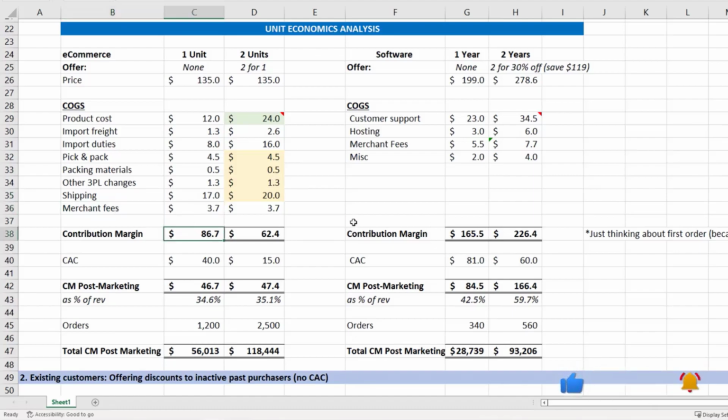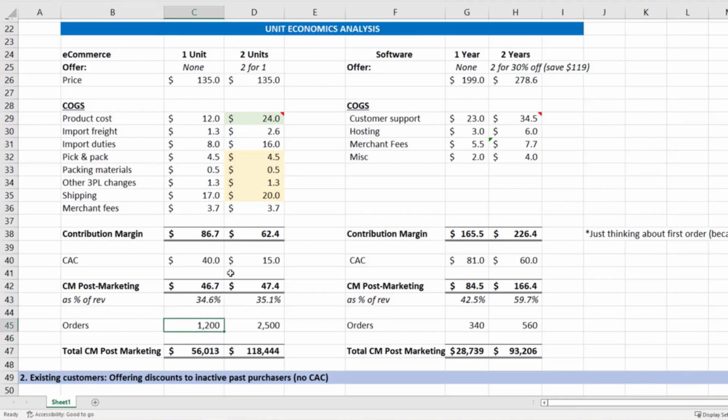And so let's say the contribution margin, which is your price minus all your product and fulfillment costs, is $86 normally. And the CAC, that's the customer acquisition cost, the amount that you spend on marketing to get one new customer, is $40. So once you've sold a product, you pay $40 on the marketing, all of this to make the product and fulfill it. And at the end, you have your contribution margin post-marketing. So that means you made $47. And as a percentage of revenue, your CM post-marketing is 35% of revenue.